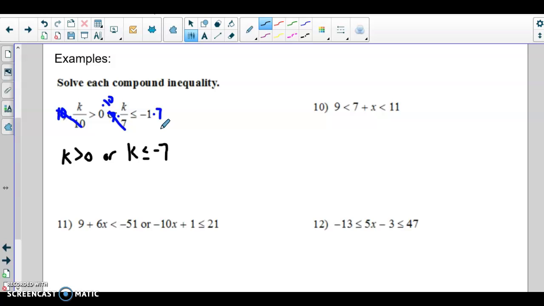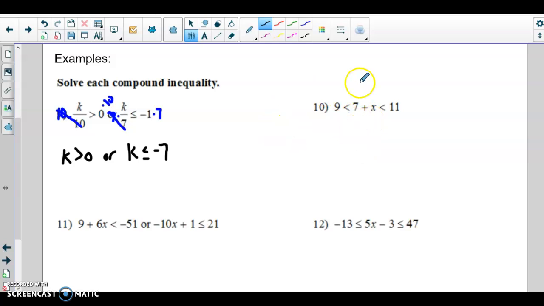Same rules apply before I go to the next one. If I multiply or divide by a negative, it's going to happen when you do this one down here in 11. When you eventually divide by negative 10, remember that the inequality is going to flip around. So the same inequality rules apply for these compound ones. You're really solving more than one inequality in the OR case. It didn't happen here in 9, though.